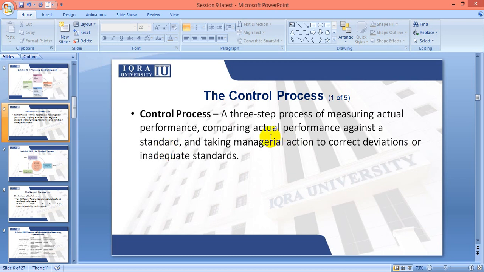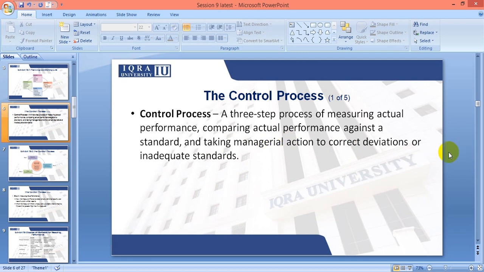What does it mean? That what we have executed and what was the standard that we were looking forward to have. Okay, so this makes step number two. And the last step is to take managerial action to correct deviation or inadequate standards. So we have to make sure whether we have to take some corrective action, some sort of correction, or we have to revise our standard. So it would be step number three.